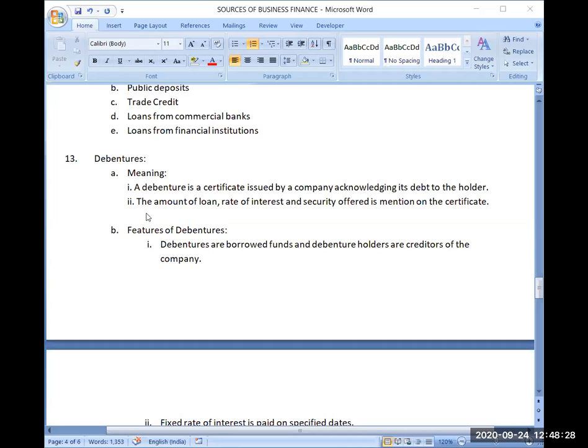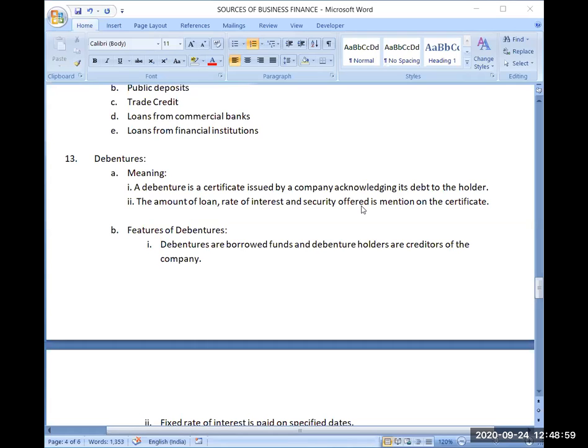So what are the contents of this certificate? The amount of loan given, rate of interest, and security offered. If the company is giving any security also for that loan, obviously practically whenever you take a loan you are supposed to give some security also. So whatever security you are offering will also be mentioned on the certificate. So that particular certificate is technically called, the technical term for that certificate is debenture.